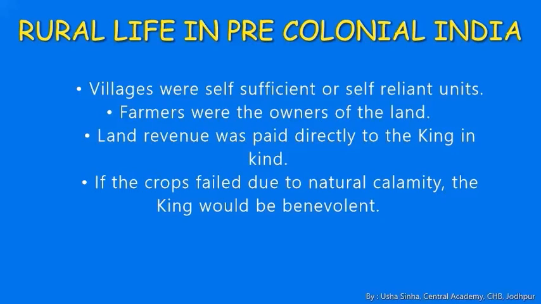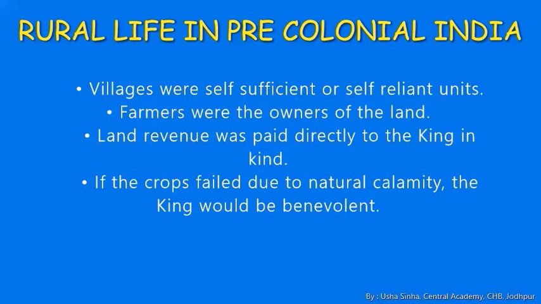Before the British came to India, Indian villages were self-sufficient units. Whatever they needed, they got from the villages themselves. The farmers were the owners of the land they cultivated, and the land revenue was paid directly to the king, not in cash but in kind. That is, they had to give a part of the produce to the king as land revenue.